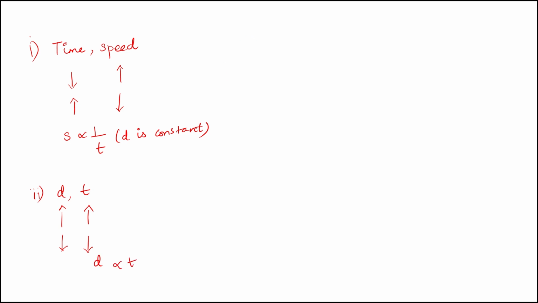And last relation is between distance and speed. When you are moving in high speed, you can cover more distance. When you are moving in very low speed, you can cover only less distance. So both are directly proportional.